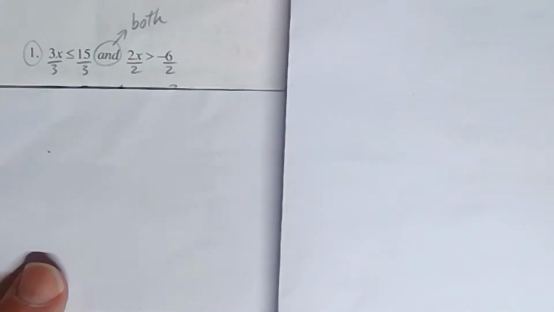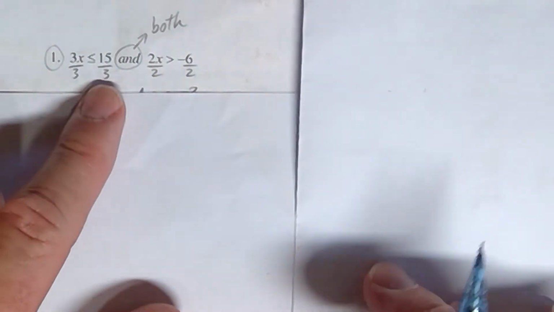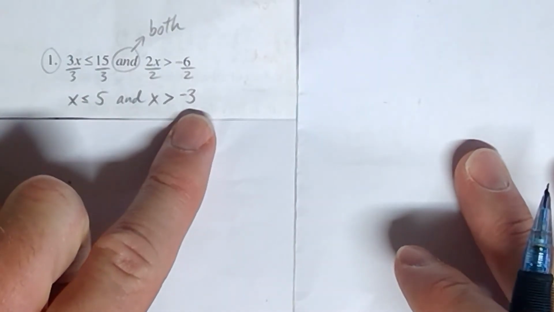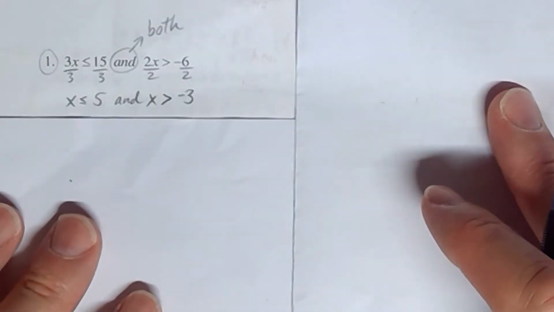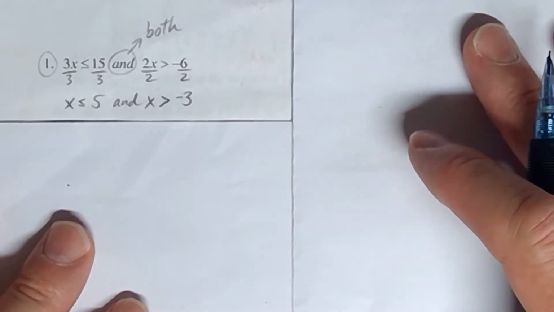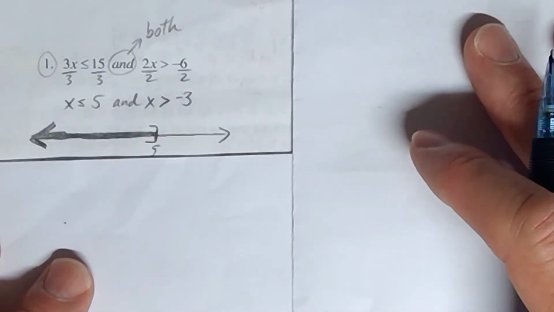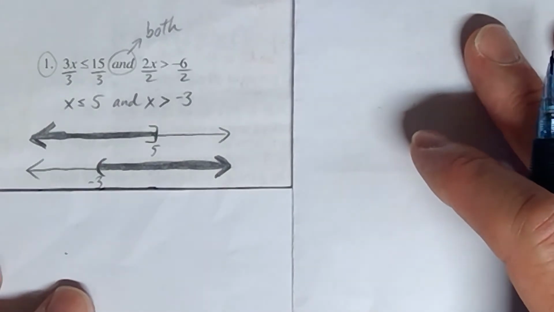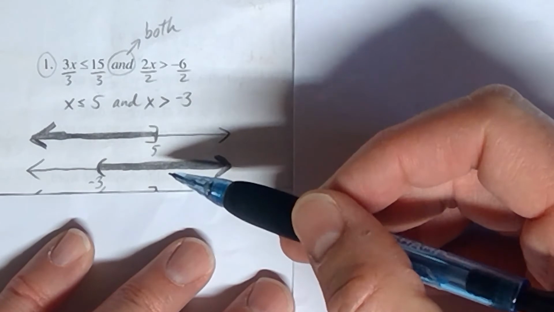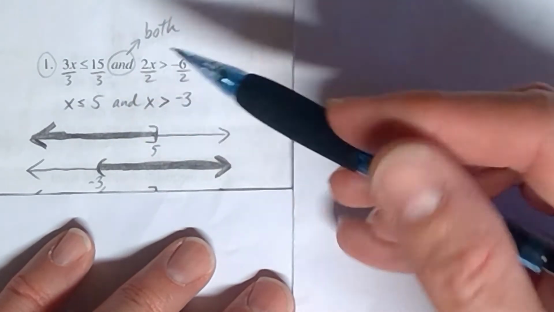Number 1. We got to get x by itself on both of these. I did that right here, and I ended up with 5 and -3 as the 2 numbers that go with the x's there. Do not flip the inequalities on either of those because you divided by a positive on both of those. Here are the 2 number lines that you would get, not the third one yet. We'll get to that in a minute.